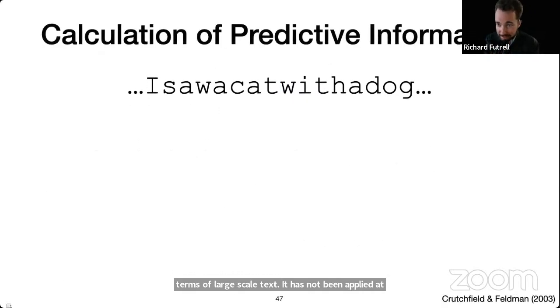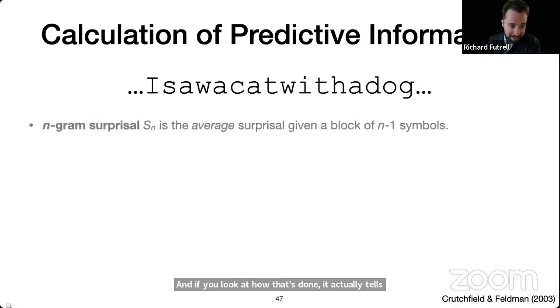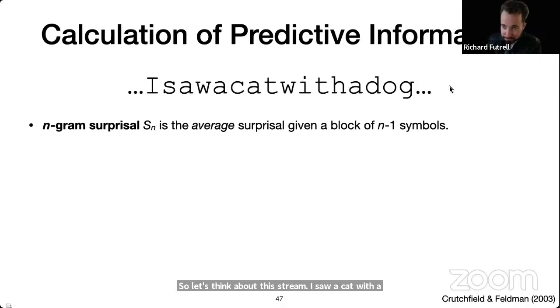So how do you actually get the number on this? This might seem like a kind of crazy thing. It's the amount of information that the entire past is giving you about the entire future. It turns out it's actually very easy to calculate a number for this from a corpus. And if you look at how that's done, it actually tells you a lot about what this number means. So let's think about this stream: I saw a cat with a dog, this stream of phonemes, the string of language that we have here.